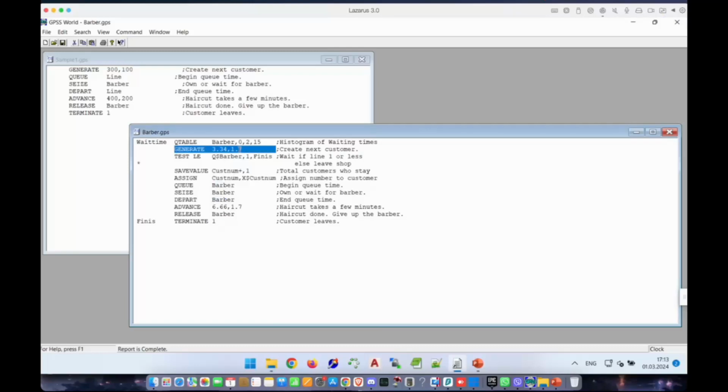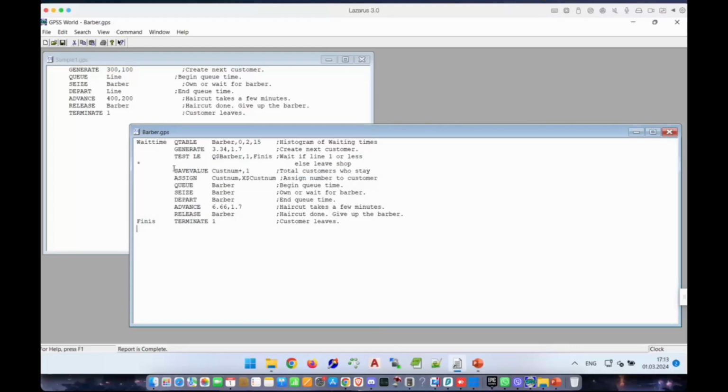So the idea here is the following. A transact appears in the system, or if you like, a customer appears in the system. If the amount of people in the line, or amount of transacts in the line, is less or equal to 1, then the transact stays. Otherwise, the transact leaves. So it goes to the code line with the name finish, literally here, and it executes the operation TERMINATE. So it goes out from the system. That's the idea.